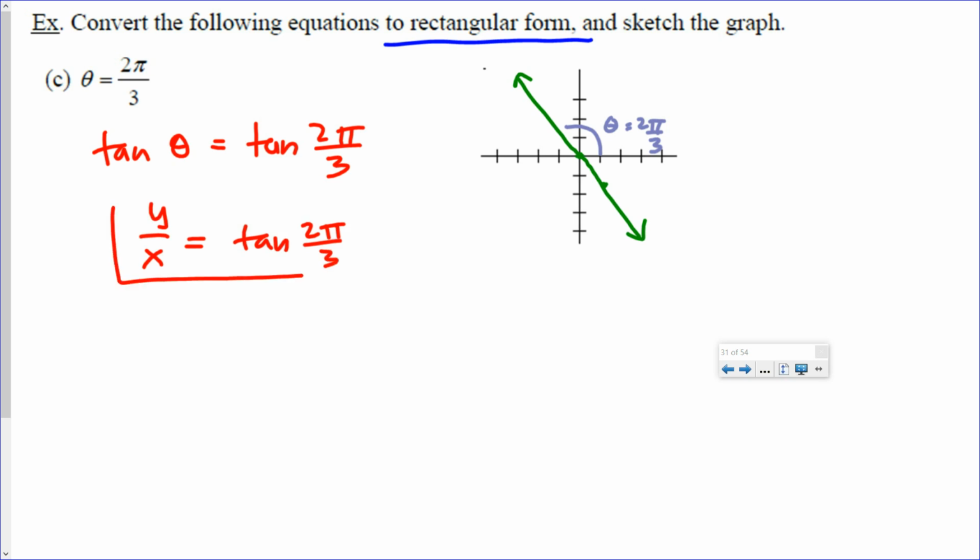Okay, and this is your answer. It's really not like a simplified answer, but you're done. You've got rid of all your r's and thetas. Does that make sense? We're in y and x form. The thing is, you can simplify a little bit because you know what tangent of 2 pi over 3 is.